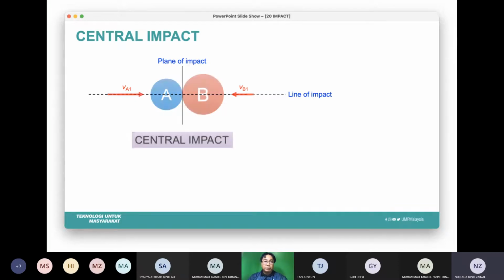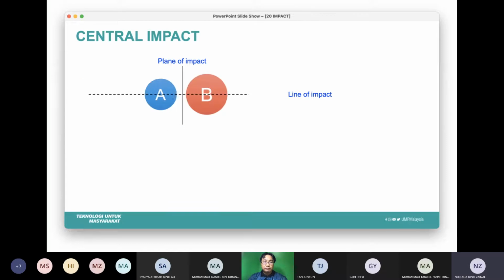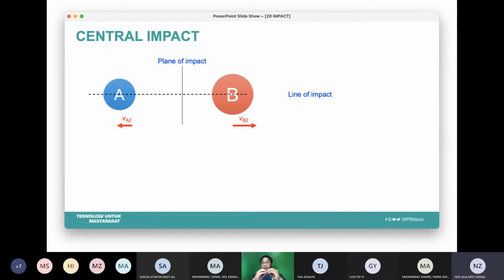After the collision, the objects will be separated again and move in the opposite direction. VB1 tadi ke kiri, after dia berlanggar dengan objek A, VB2 akan rebound, dia akan pergi ke kanan, whereas object A tadi VA1 is to the right, and after impacting with object B, VA2 will be pointing to the left. So this is central impact.